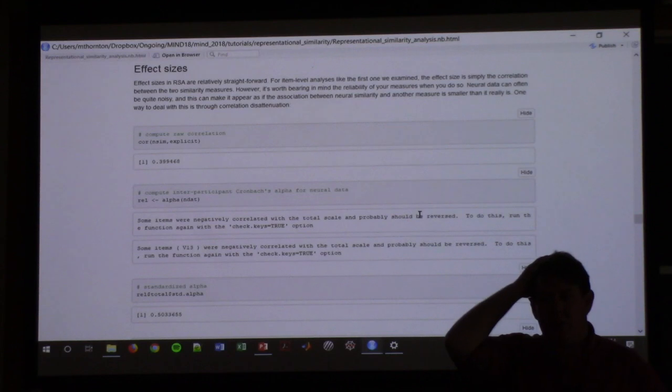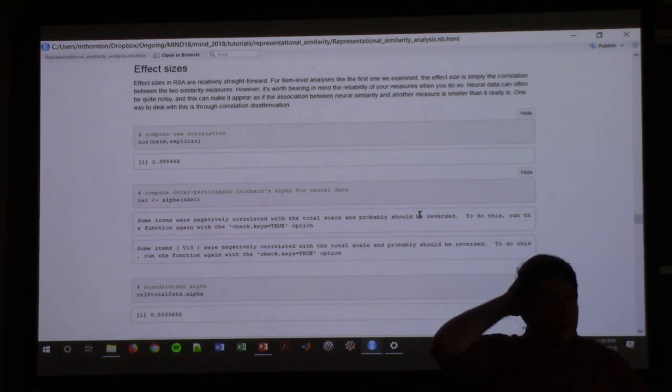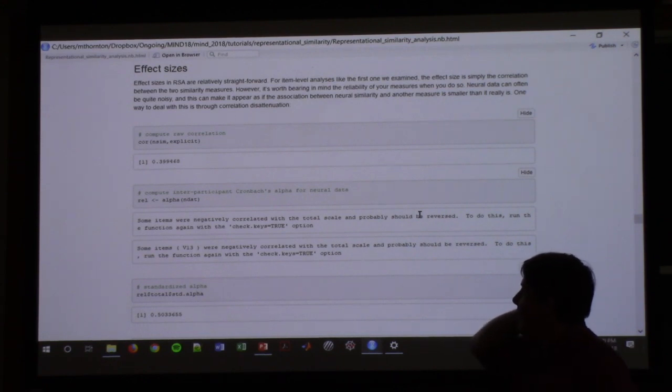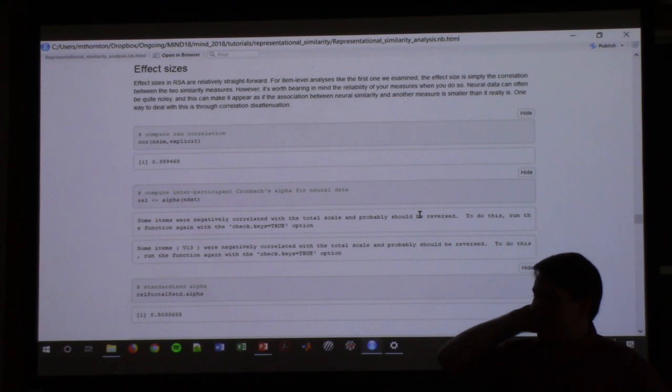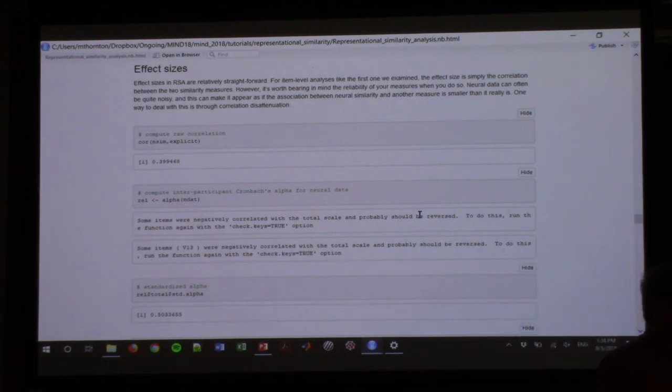That's a pretty big correlation by the standards of social psychology, probably smaller by the standards of other fields. My parents work in wine science, and when I get an R squared less than 0.95, they're really disappointed, so standards vary. But in my opinion, this is a pretty big effect size for the type of effects that I usually see in my data.